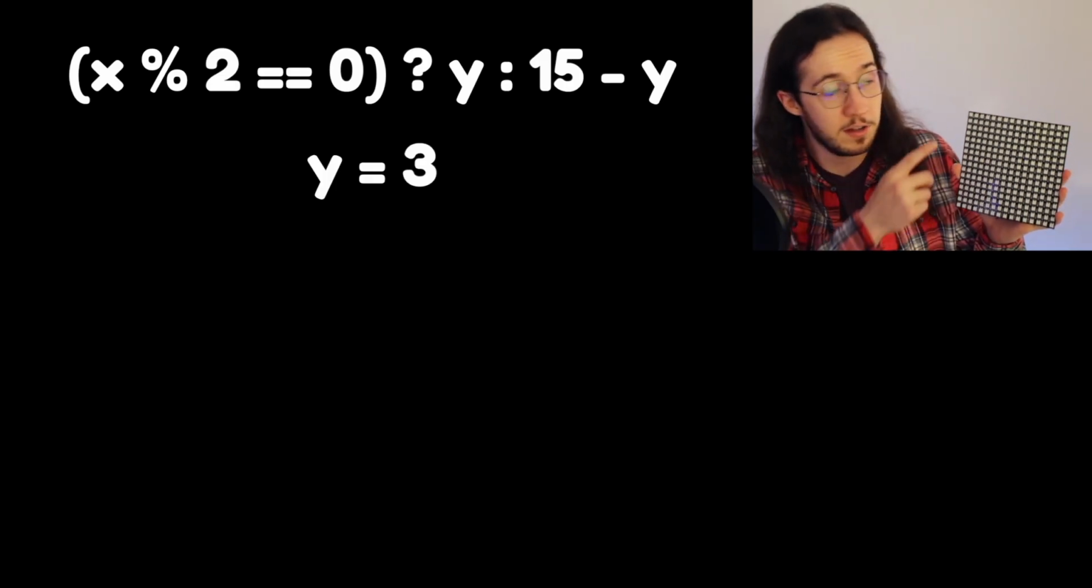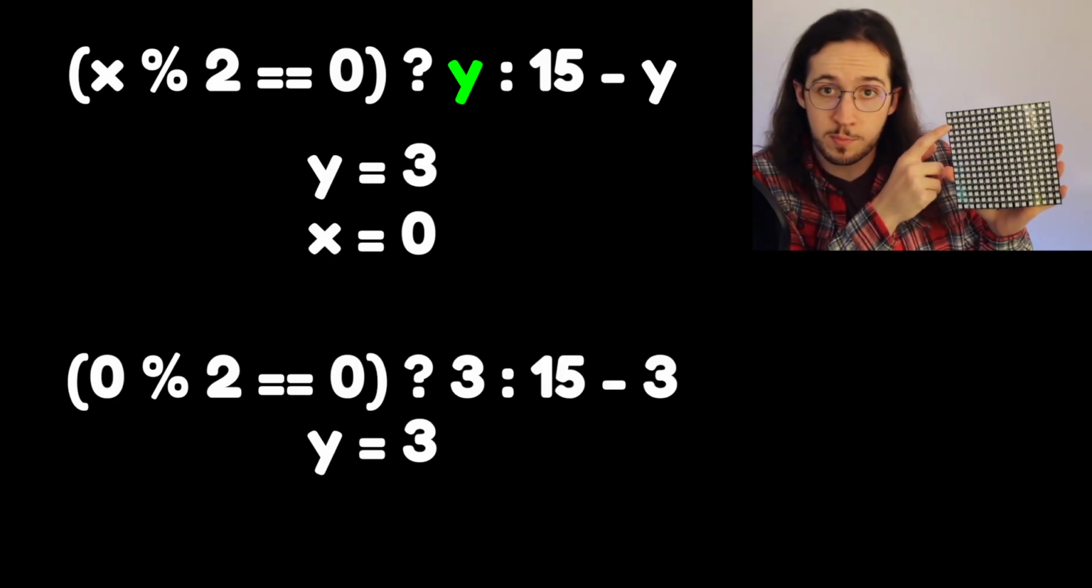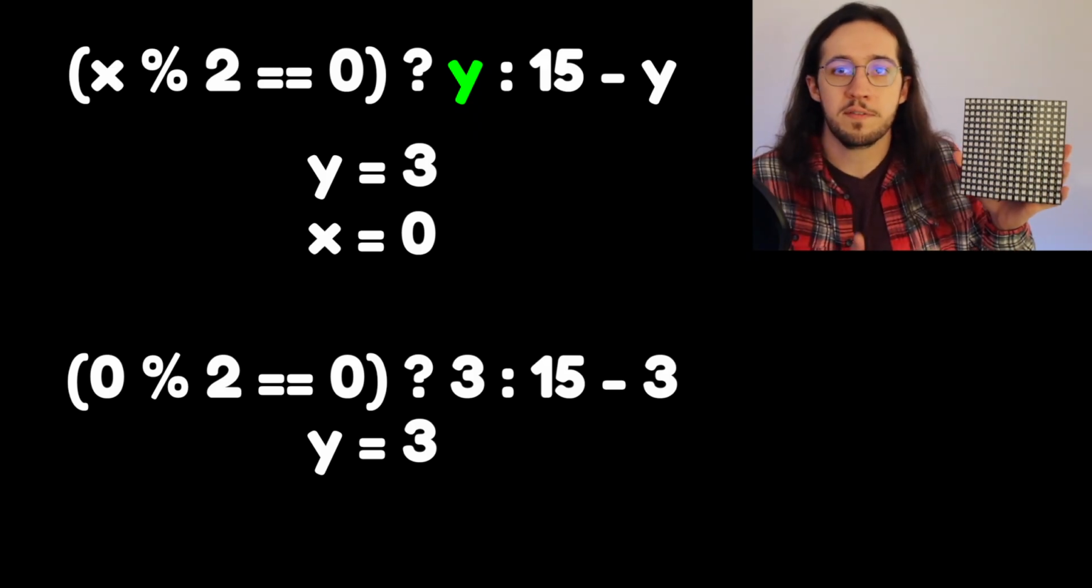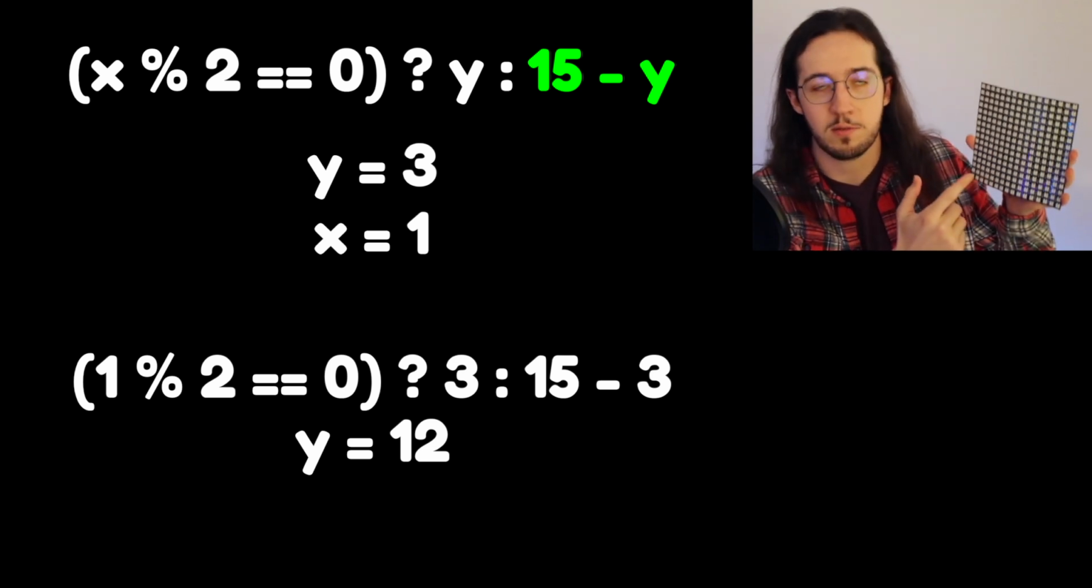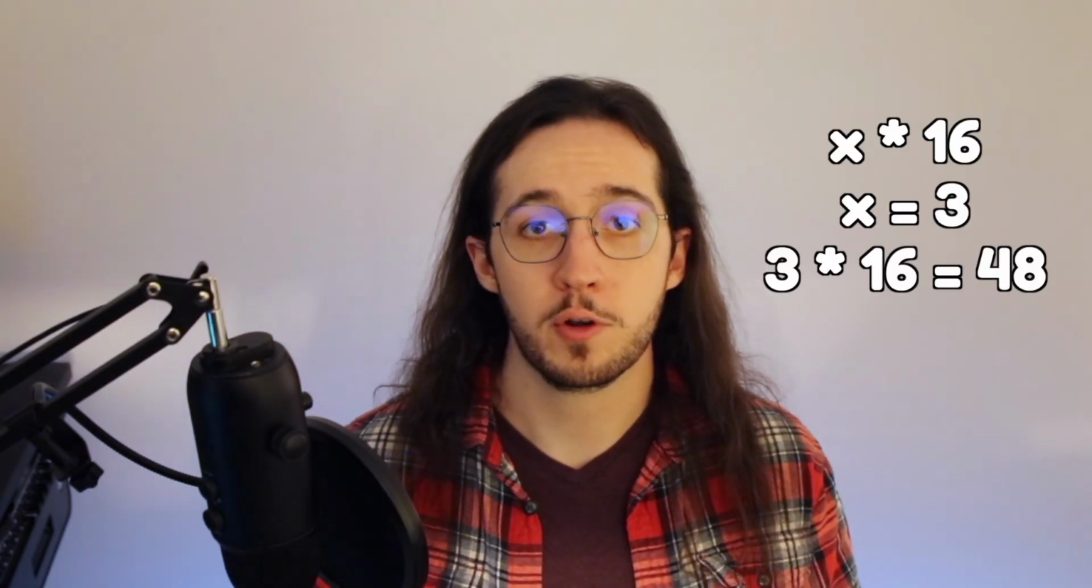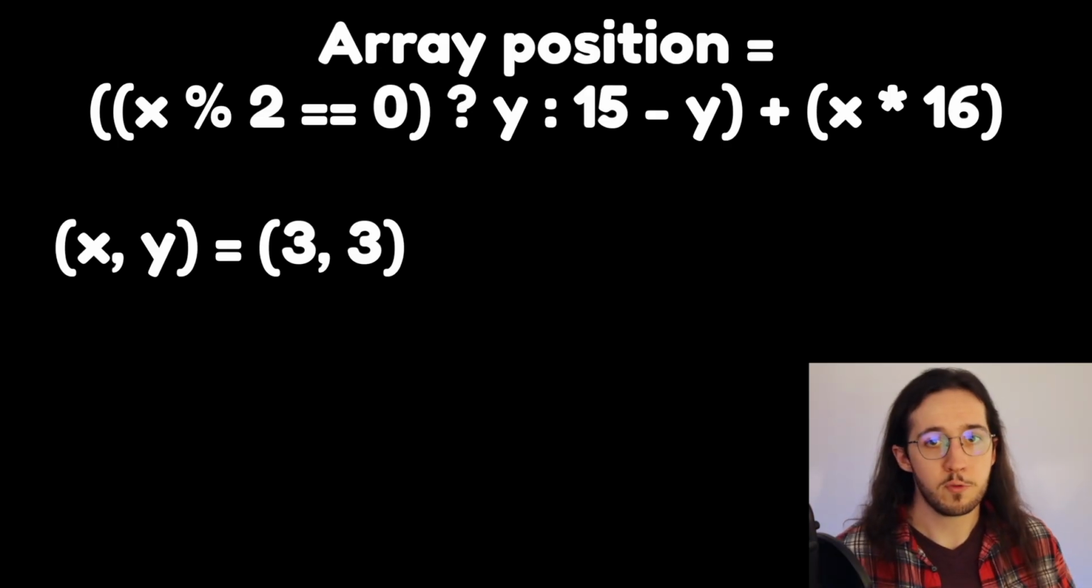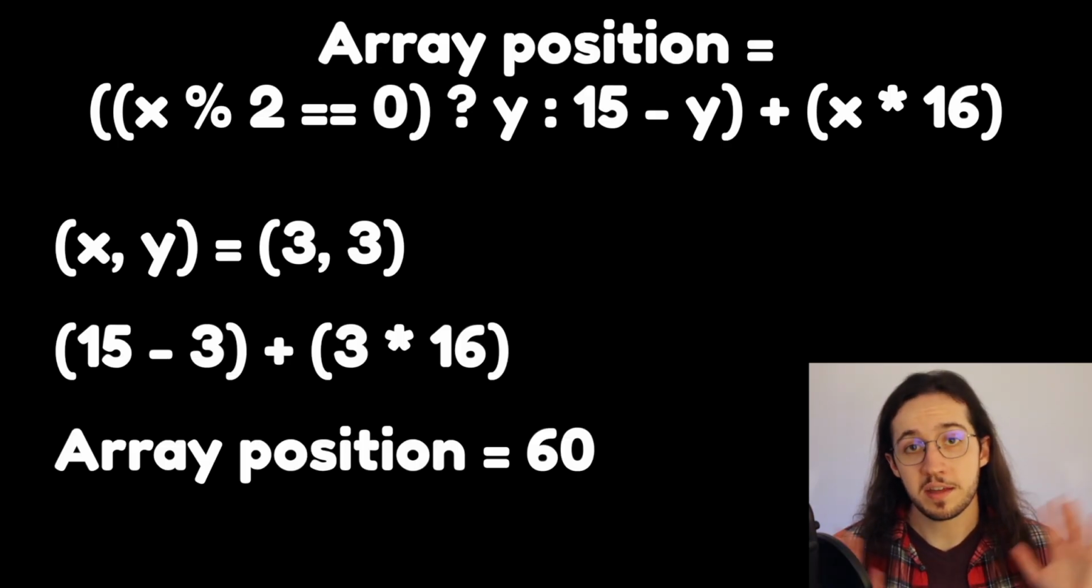So to reach the proper array value, a Y value of 3 in column 0 requires a movement of 3 spaces from the top, whereas a Y value of 3 in column 1 will require movement of 15 minus 3, so 12, spaces from the bottom. The X coordinate is thankfully much simpler since you just need to move ahead 16 spaces in the array for each increment of X. So an X value of 3 will require a movement of 48 spaces. All that's left is to add these values together, and combining our previous examples, an XY coordinate of 3, 3 will give us an array value of 60.